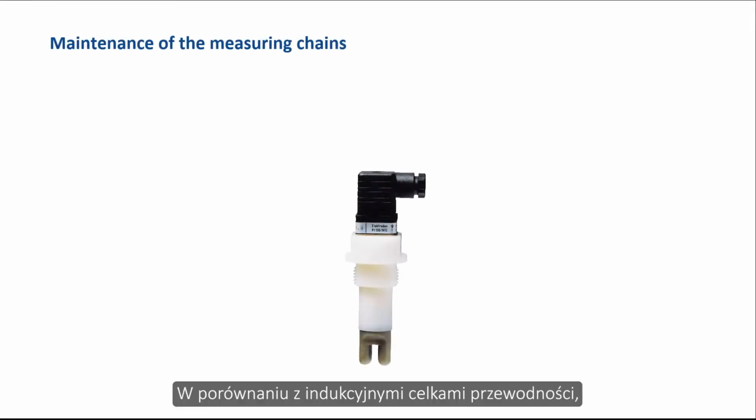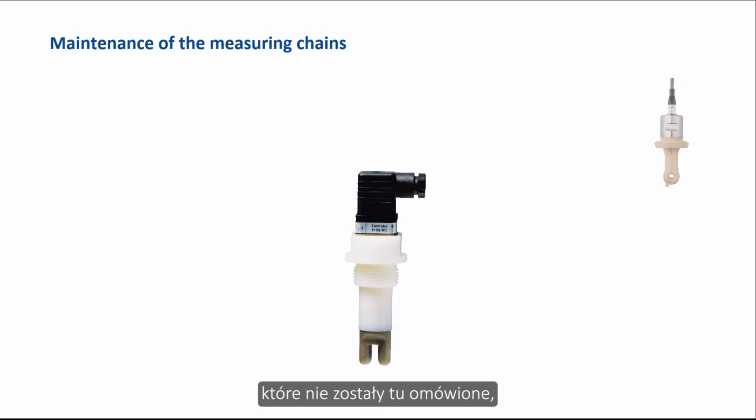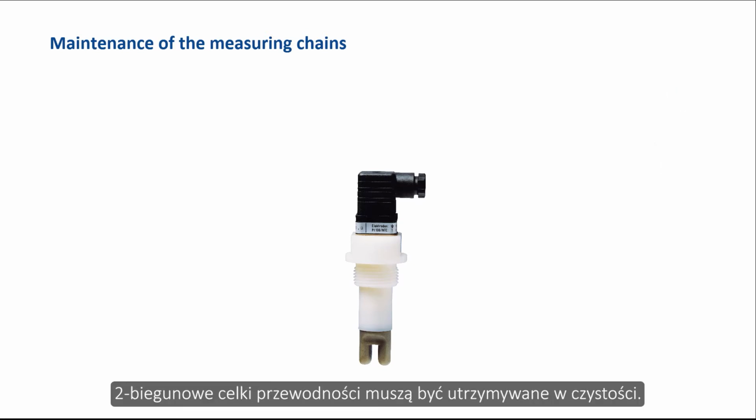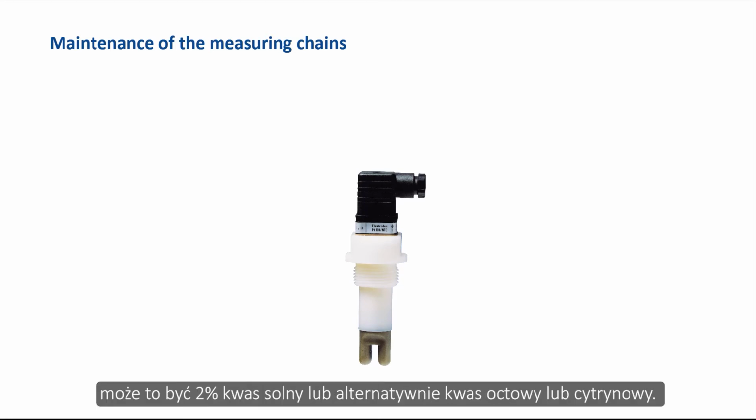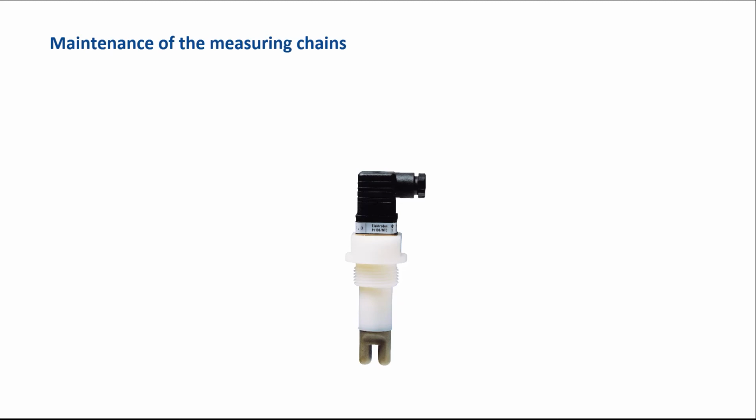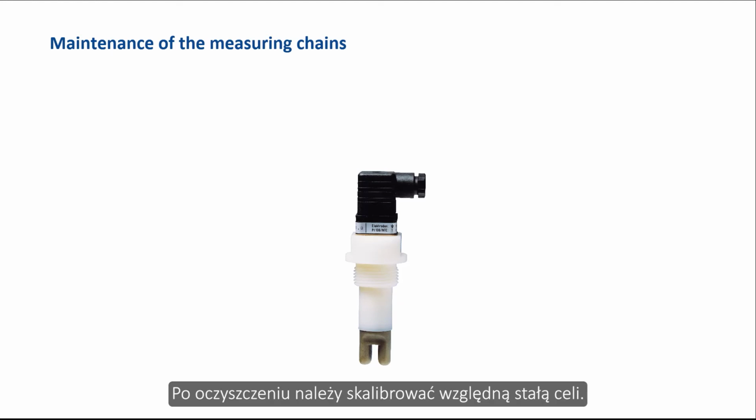In comparison to the inductive conductivity sensors not covered here, the two-pole conductive cells must be kept clean. In many cases, mechanical cleaning with a brush, for example, is sufficient. If cleaning agents are required, this can be a 2% hydrochloric acid or alternatively acetic or citric acid. After cleaning, the relative cell constants should be calibrated.